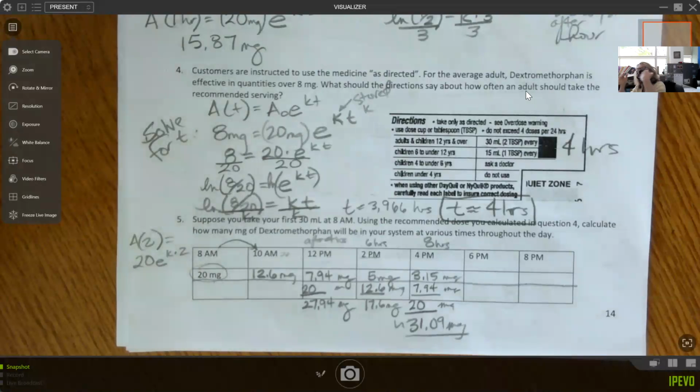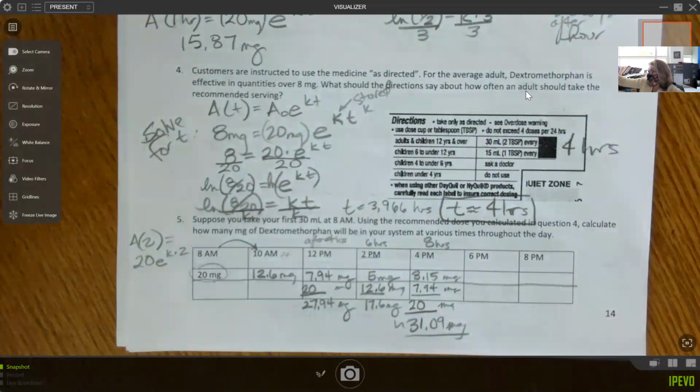This is why sometimes they say things like, don't exceed more than 4 doses in 24 hours. They put something cautionary on the medicine bottle, because if you just keep going every 4 hours, it's building up quite a bit.